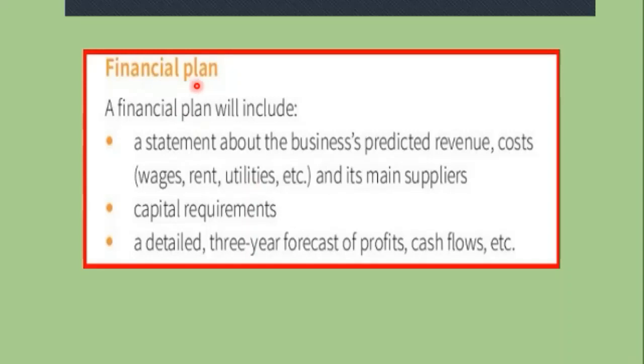Then you have to have a financial plan. A financial plan will include, we know the financial statements, the revenue and costs, that is your income statement, and its main suppliers, where you're going to get the rent and the utilities and what have you. Then your capital requirements, where you're going to get the capital from, and a detailed 3-year forecast of profits, cash flows, and things like that.